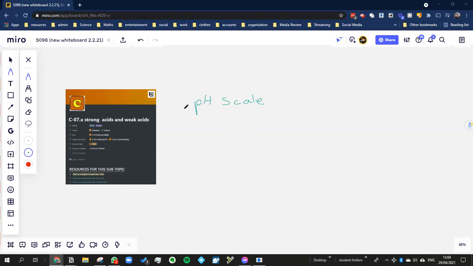Okay, so strong and weak acids then. First thing we're going to talk about briefly is the pH scale. At GCSE, it doesn't really go into this much. It simply says that 7 is neutral, and less than 7 we call an acid, more than 7 we call an alkali. And obviously on 7 it's neither an acid nor an alkali. We call it neutral.